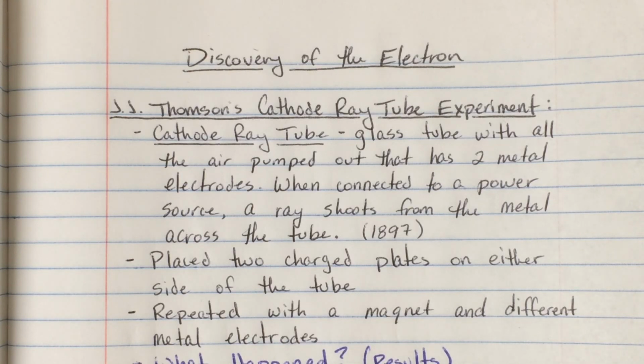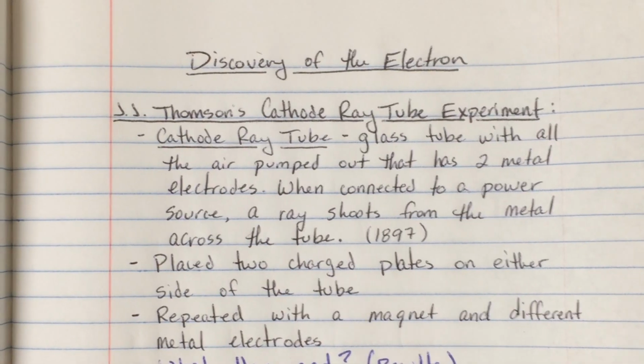A cathode ray tube is a glass tube that has all of the air pumped out of it, and it has two metal electrodes in it. One of them is called the cathode, hence the name, and one of them is called the anode. And when you connect it to a power source, a ray of particles shoots from the cathode across the tube to the other electrode, which is the anode.